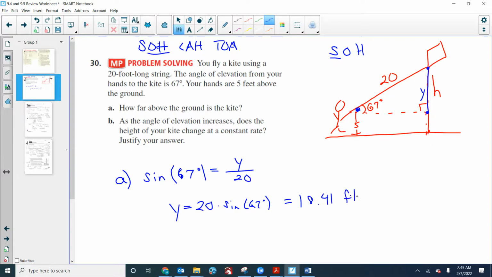18.41 feet. But that's not what they asked. They said, how far above the ground? Well, how far is this imaginary line above the ground? 5 feet. So add 5. And you should have gotten that the height of the kite is 23.41 feet. Does that make sense?